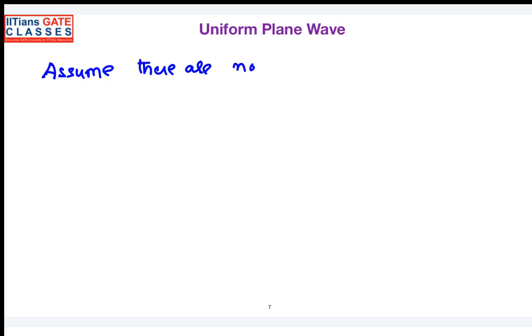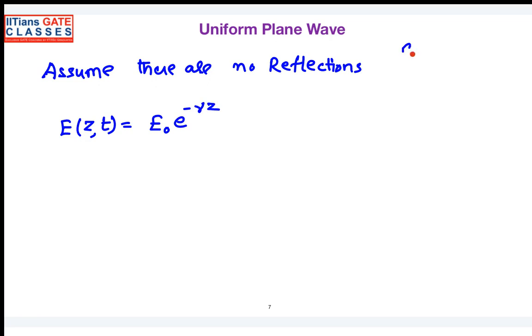There are no reflections, which means the first term will be absent. In that case, the solution of a uniform plane wave is given by E naught e power minus gamma z. What I actually have is C1 e power gamma z plus C2 e power minus gamma z. If you don't have any reflection, the first term will be 0. The constant C2, I was calling it some initial amplitude at z equal to 0, defining it as some constant E naught into e power minus gamma z.